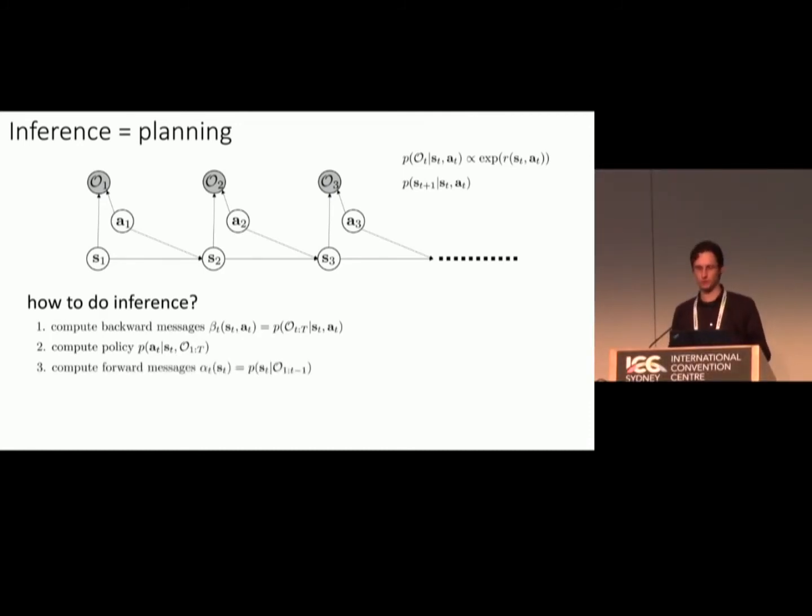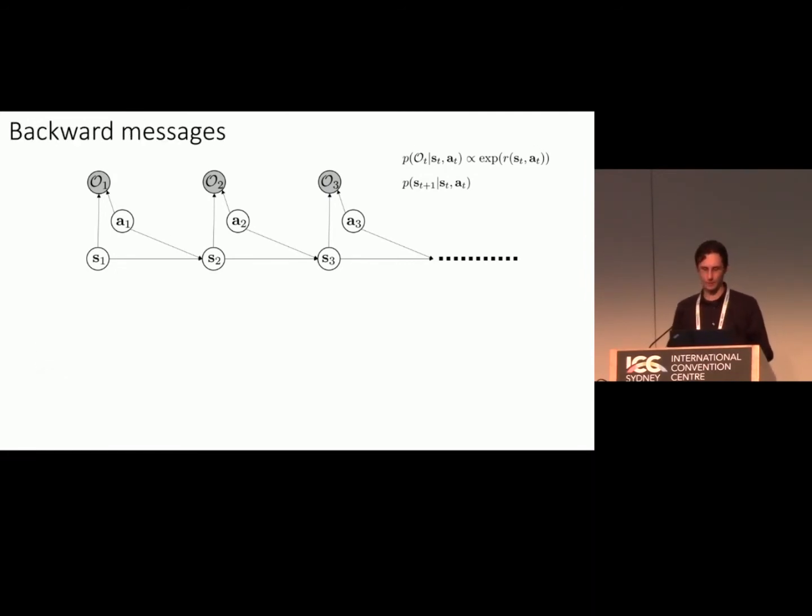And the third question that we often want to answer is how can we compute forward messages, the probability of a state given all the previous optimality variables being true. This is going to be useful if we want to compute state distributions for optimal behavior. Okay, so let's start with the first question, computing the backward message.